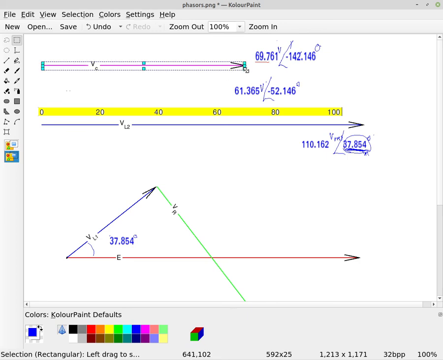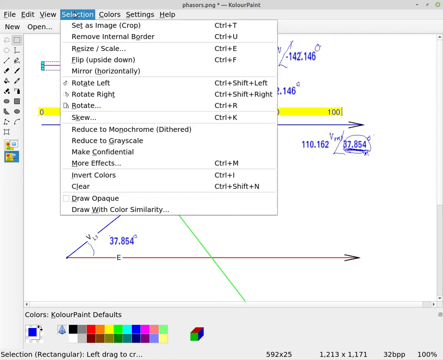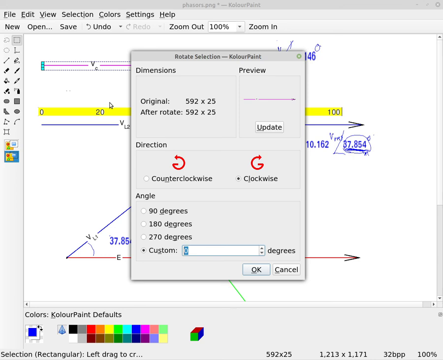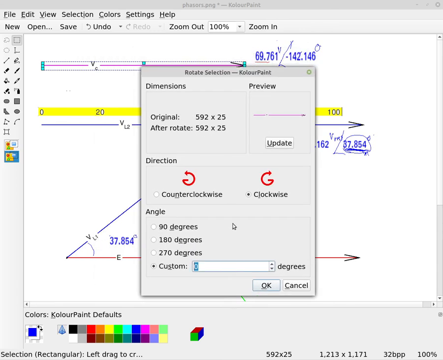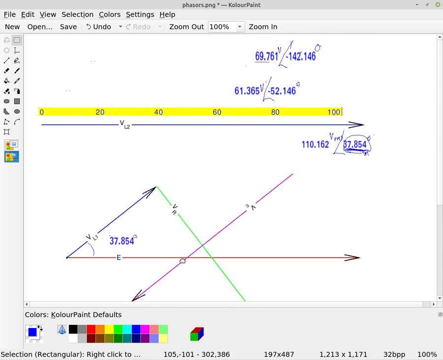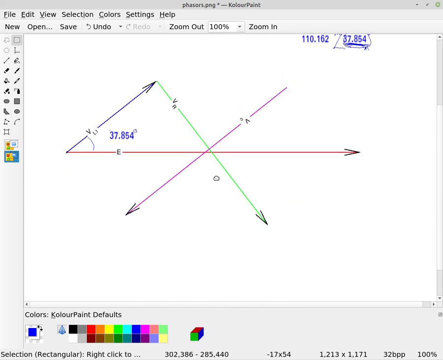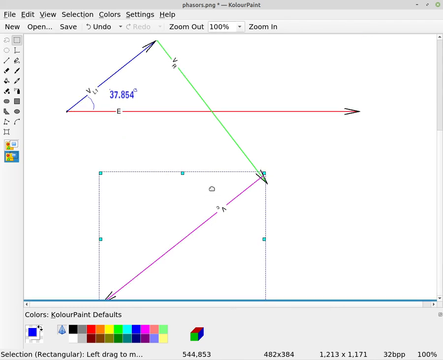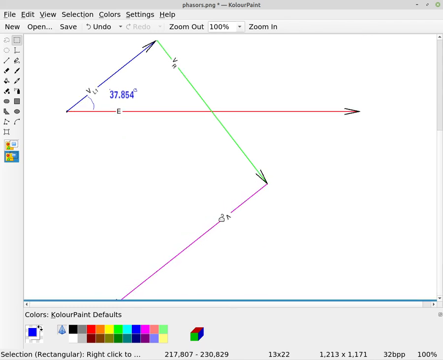So I'm going to grab this, and VC is minus 142 degrees. Minus 142 degrees. So I'm going to rotate this, and it's going to be in the clockwise direction. 142, should I round that up? No, just 142 degrees. Okay. All right, and so this is my VC. And so now I'm going to tag VC right there.